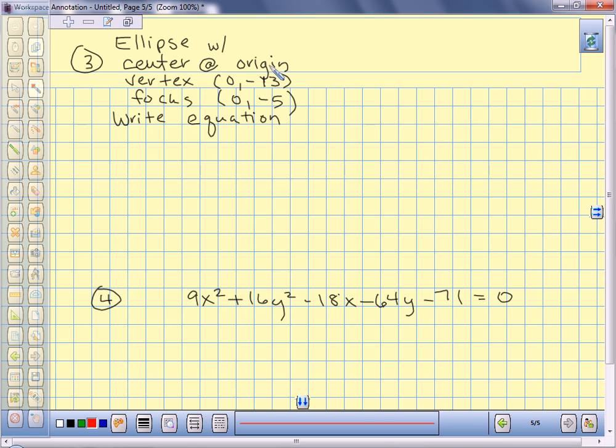All right, so an ellipse with a center at the origin that has, they only give us one of the vertices, so we have one vertex is this, and one of the foci. They give us one focus, and I'm asking you to write the equation. So let's just take a look at what this might look like.